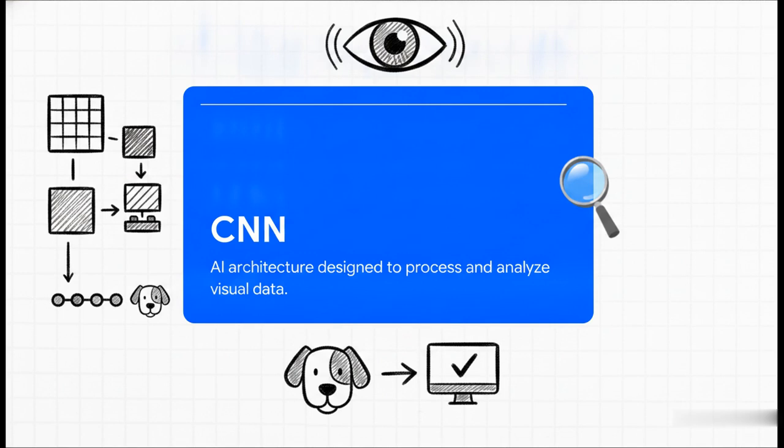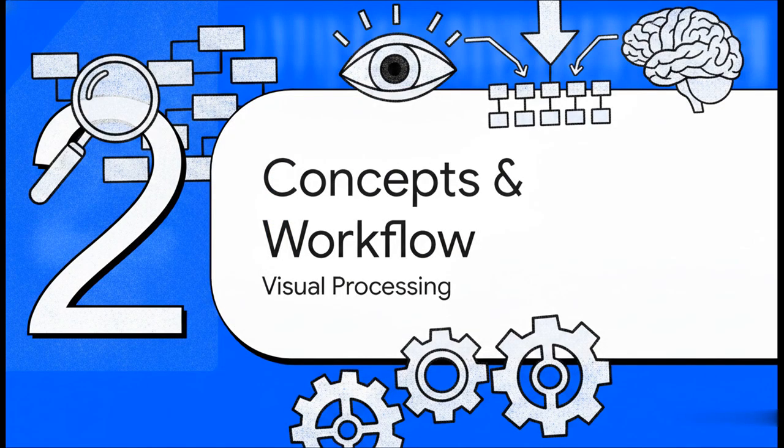But for a computer to do that, it can't just look at lines of code. It needs a highly specialized structure. A CNN basically gives a computer a simulated visual cortex. It allows the machine to take in a raw image, break it down into manageable mathematical pieces, and actually understand what it's looking at. Section 2, Core Concepts and Workflow. Let's move on and see how this builds from that basic definition right into the actual mechanics.